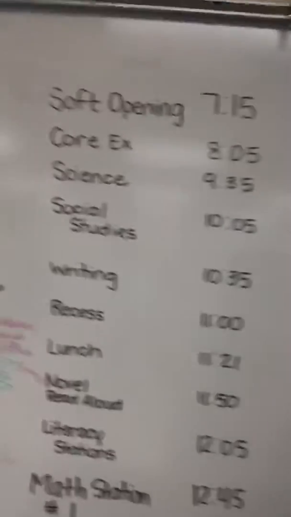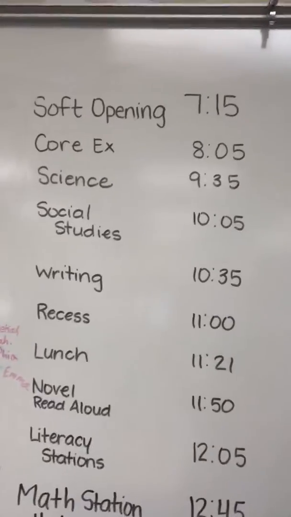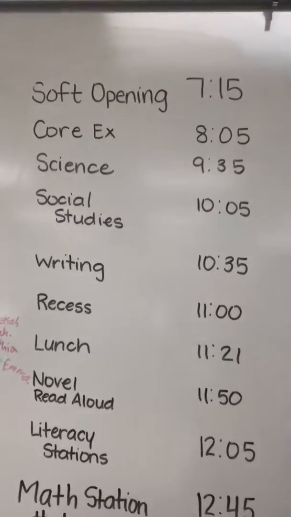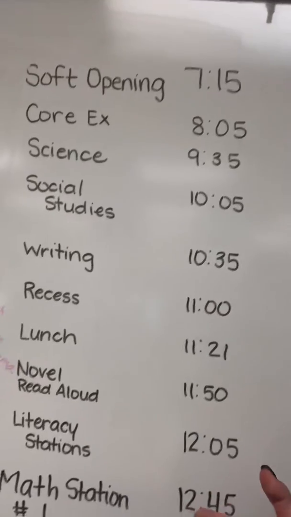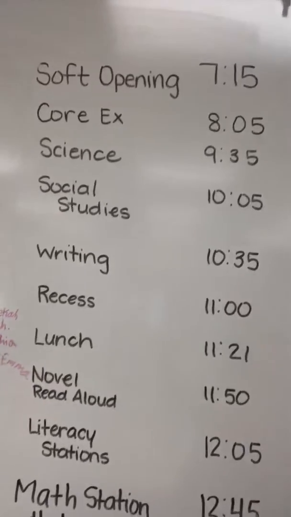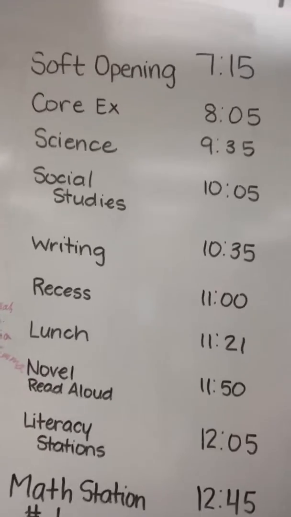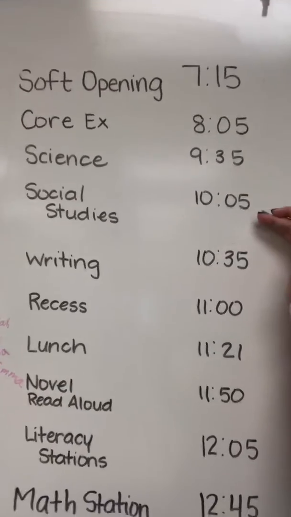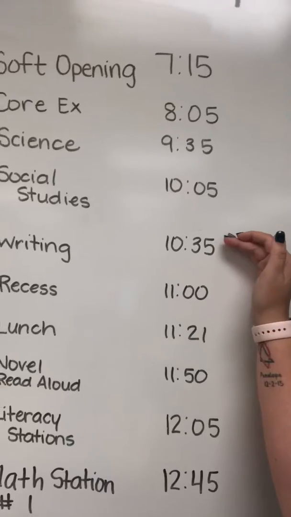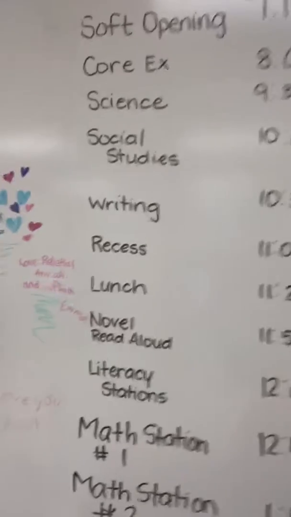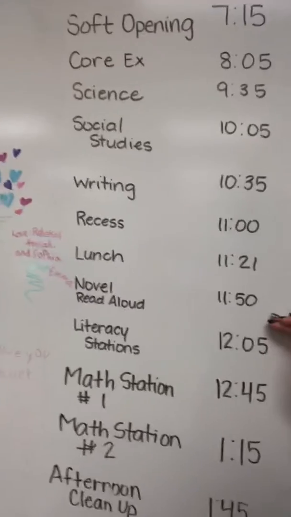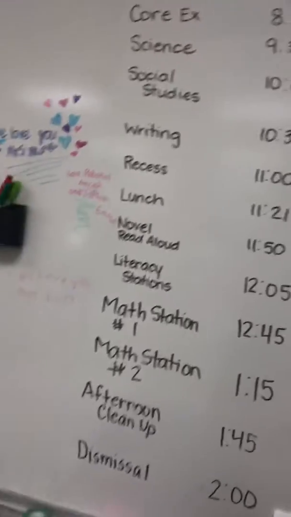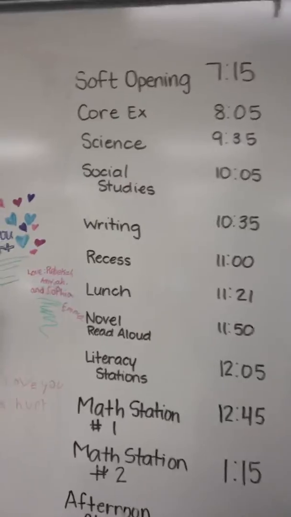But anyway, I make time every day for every single subject. It may not be a whole lot, but I feel like it's more beneficial for them to get a little bit of it every single day instead of chunks of it broken up over time. So our morning, we start with science, then we move to social studies, then we have our little writing block, we go to recess and lunch, then we come back and we do a novel read aloud, then I do literacy stations, then math stations, and then it's time to go. So that's a little bit of our day.